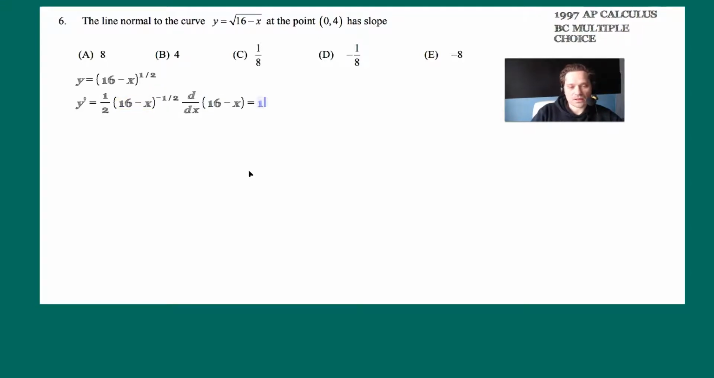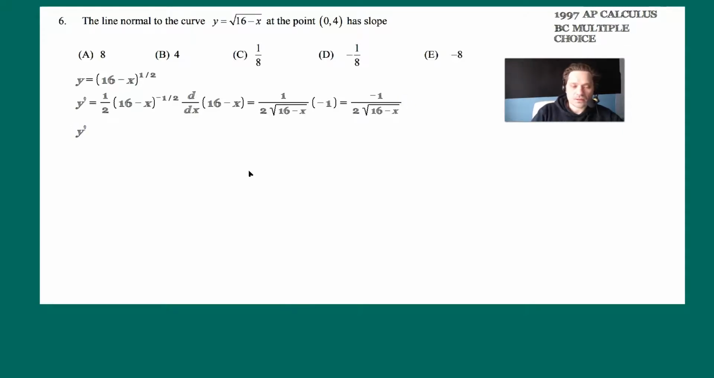When you work this out, it's going to be 1/2 and then 16 minus x. Now think about it. It's 16 minus x raised to the negative 1/2, so that would actually go into the bottom with the 2 as the square root of 16 minus x. And when you differentiate 16 minus x, that just leaves a negative 1. So the final answer would be 1 times negative 1, which is negative 1, and in the bottom you would have 2 times the square root of 16 minus x.